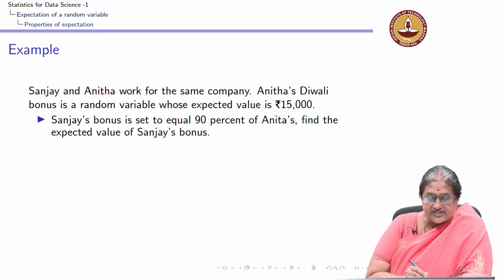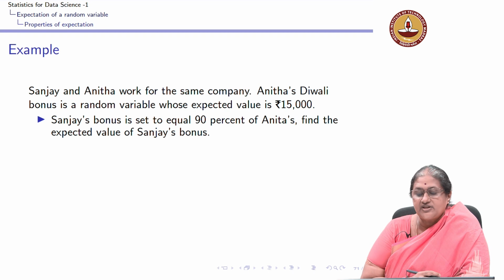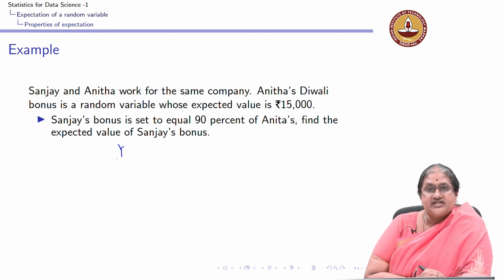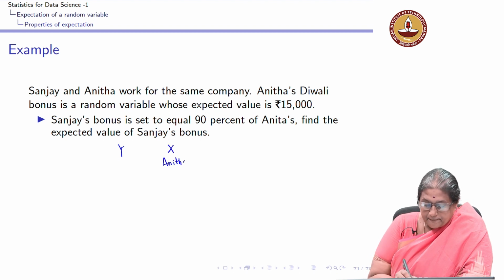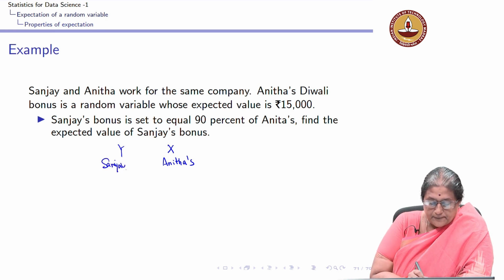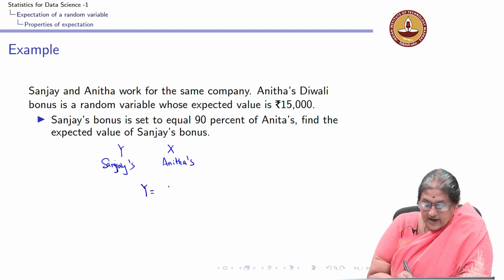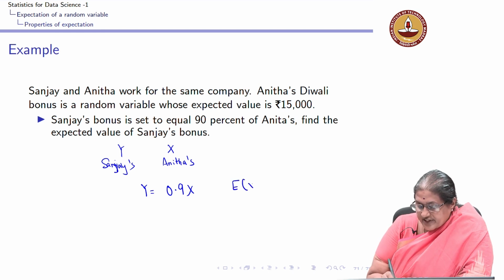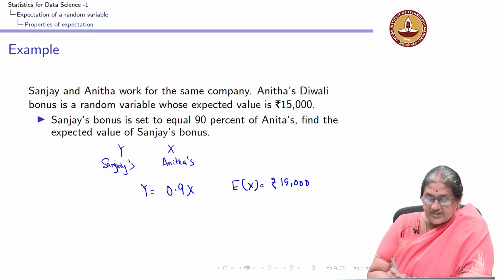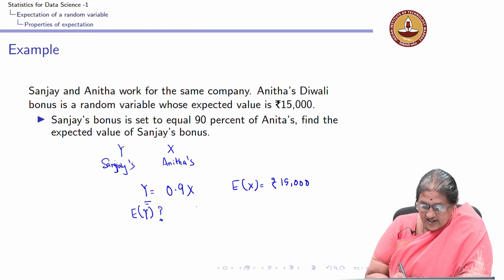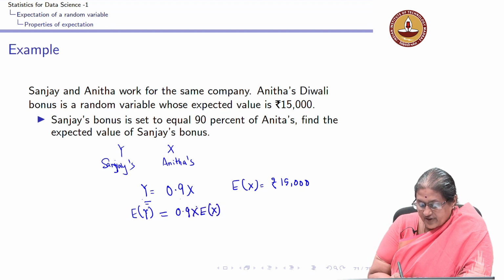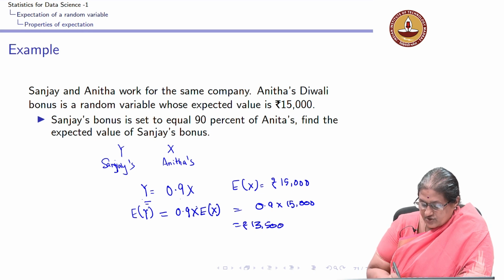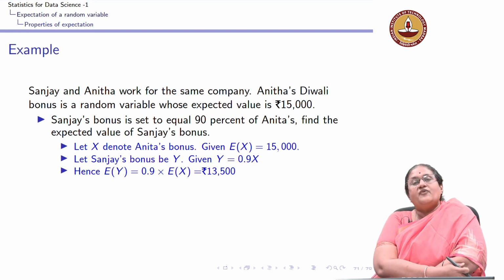Now, the next thing that is given to us is Sanjay's bonus is equal to 90% of Anita's bonus. So, let Y be Sanjay's bonus, X is Anita's bonus. What is given to us, Y is 0.9 times X. I know the expected X. This is given to be 15,000 rupees. So, the question is what is the expected value of Sanjay's bonus, that is expectation of Y. From our earlier result, I know that if Y is 0.9X, then the expected value of Y is 0.9 times the expected value of X, which is 0.9 times 15,000 rupees, which is 13,500 rupees.